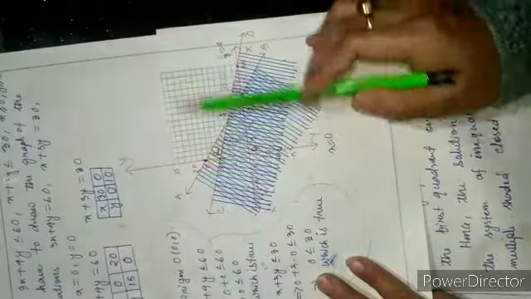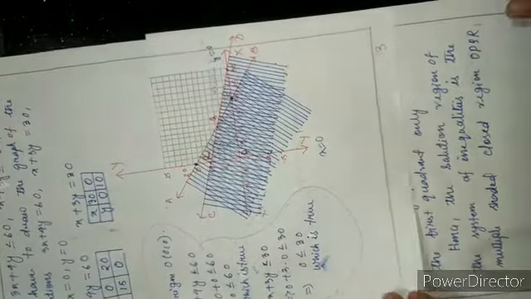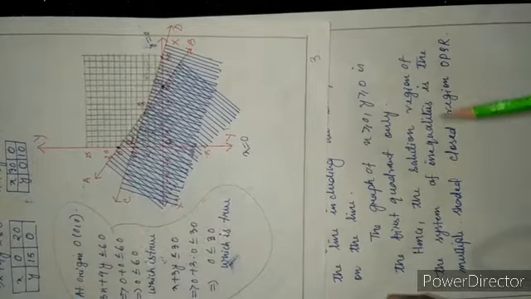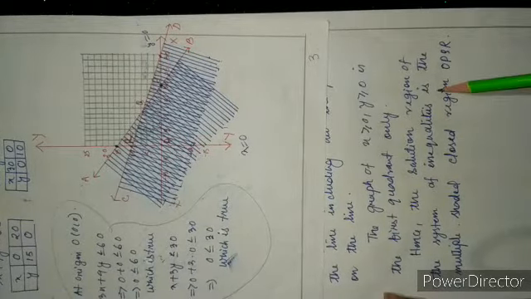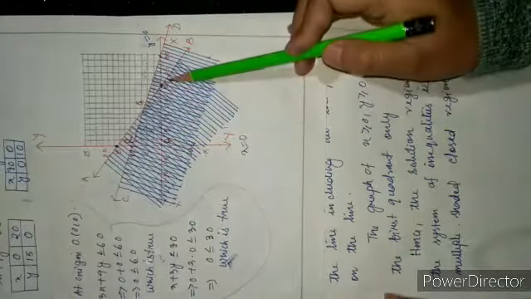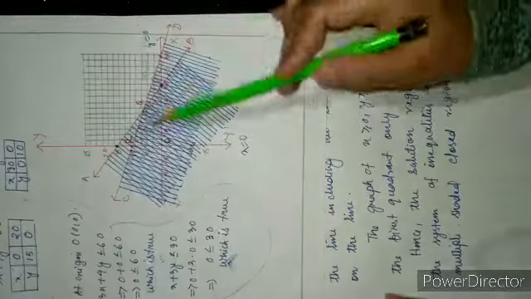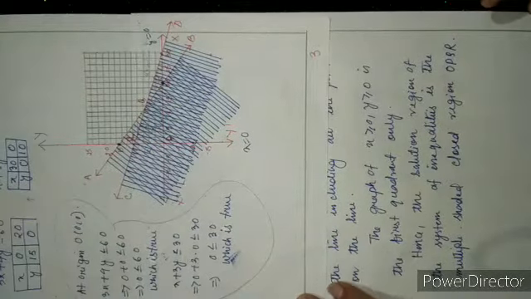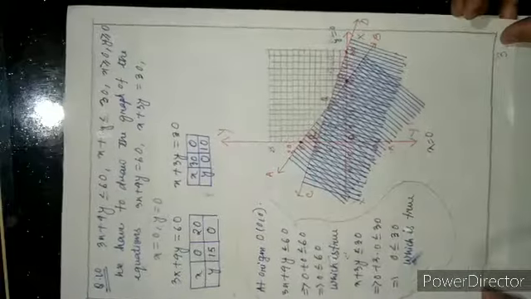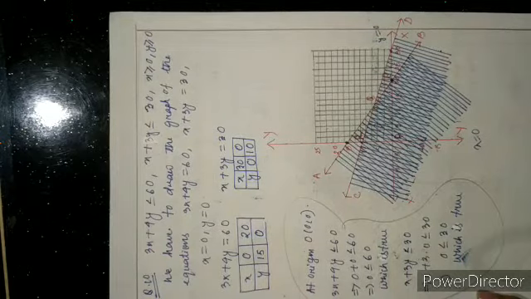The first quadrant is bounded by a line perpendicular to the x axis and a line perpendicular to the y axis. Hence the solution region of the system of inequalities is the multiple-sided closed region OPQR, which is the solution region of the system of inequalities. For today, let's end here.